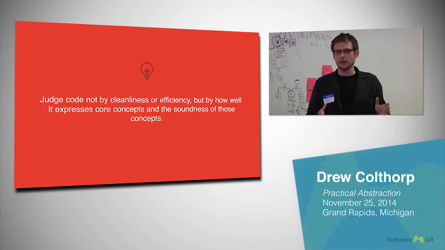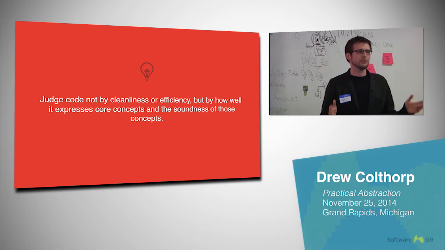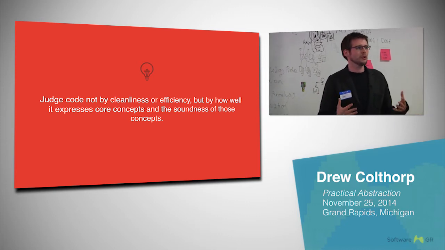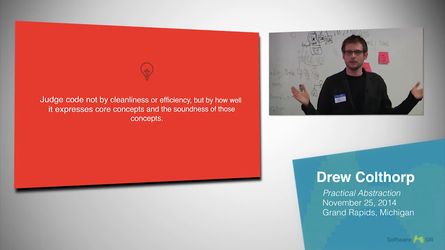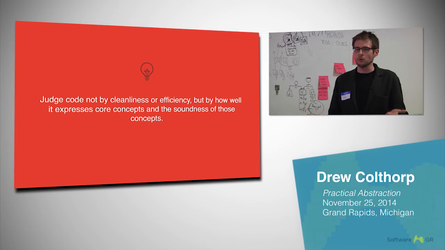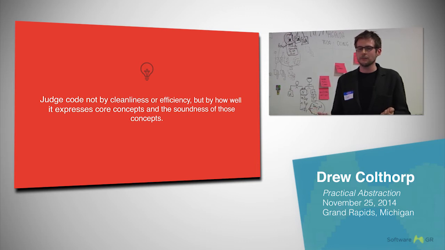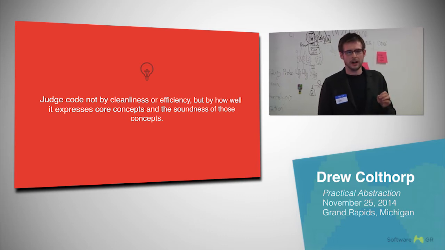So to me, the fundamental principle of trying to aim for this: we have these goals of leverage and flex, but in going about them, you don't have to keep your eye on the big picture and constantly be optimizing at a macro level. I think there are lower level, micro scale things that you can do on a regular basis that help you accomplish those things. And to me, the most important one is that we should judge code not by cleanliness or efficiency, but by how well it expresses core concepts and the soundness of those concepts.